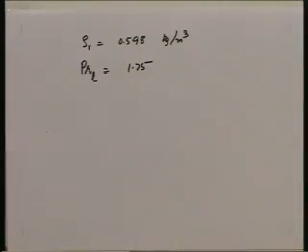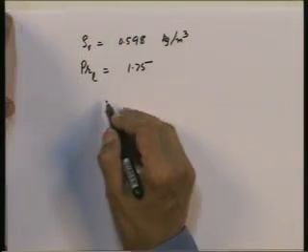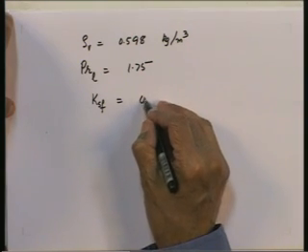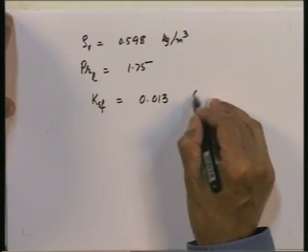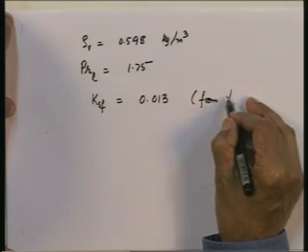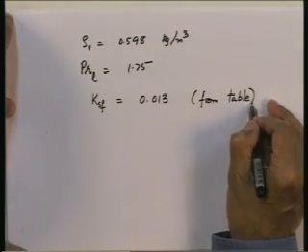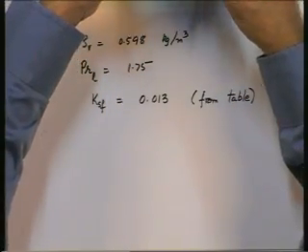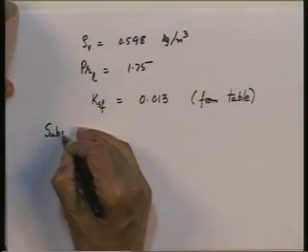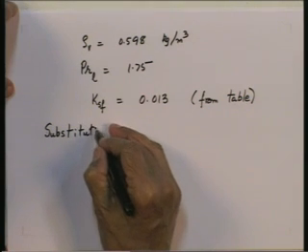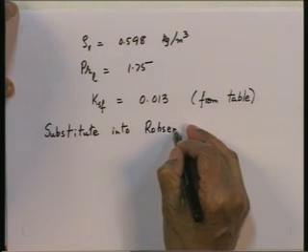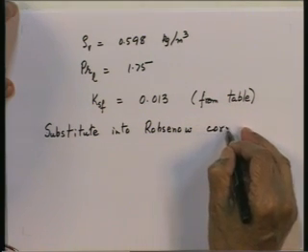You will also need the constant KSF. So, go to the table which I showed you, the constant KSF for this particular case, platinum and water, is 0.013 from the table. So, we have got all the values. Now, it is a straightforward substitution into the Rosenau correlation.